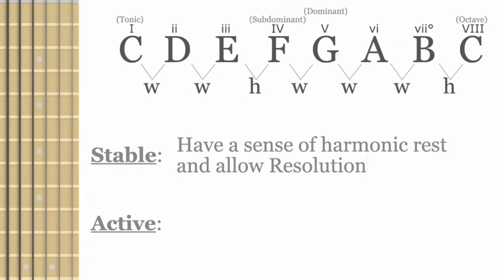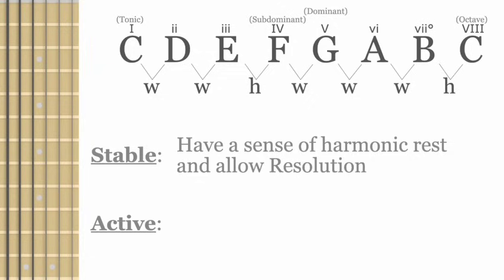When we talk about stable, we're talking about chords that, if you read this statement, have the sense of harmonic rest and allow resolutions. That kind of sounds sketchy. But what we're talking about with stable is the ability to come back home, right? Come back to your tonic, come back to your home, come back to C, right? That's what we call stable. If it really gives us that ability to sit there and go, okay, everything's good.